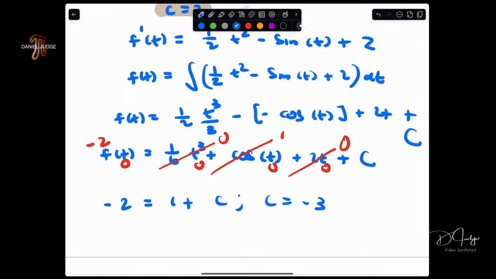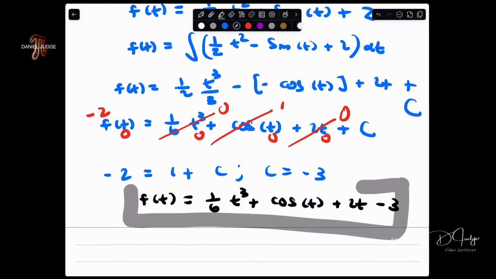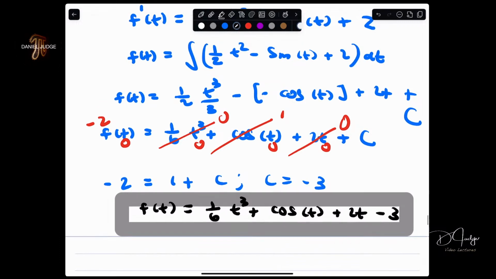So your answer here, your final answer. F of t is 1/6 t cubed plus cosine t plus 2t minus 3. There you go. There it is.